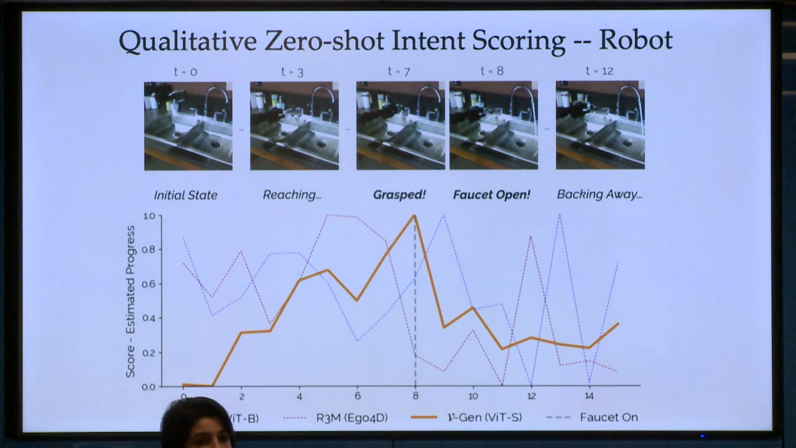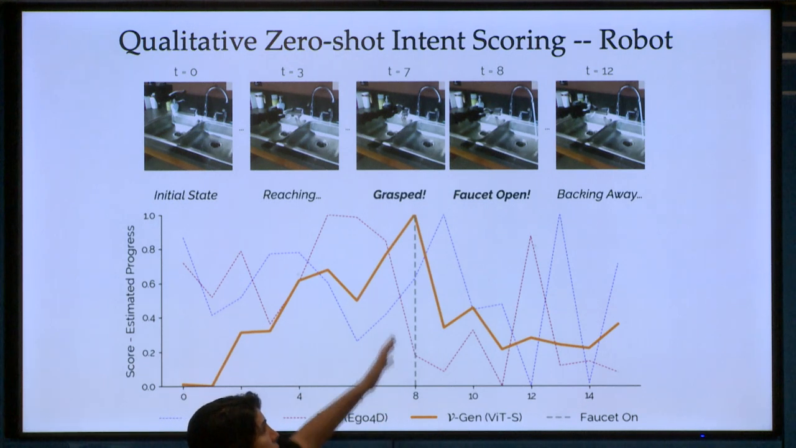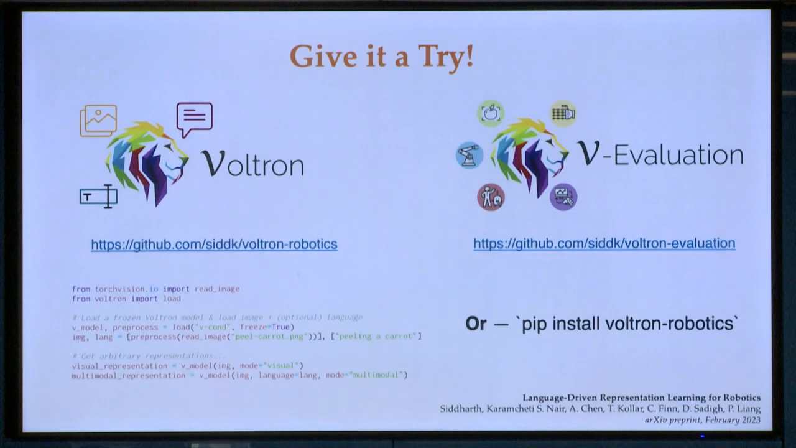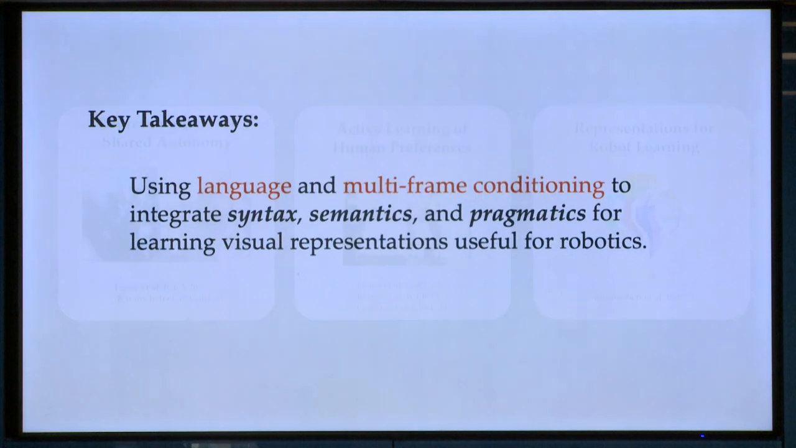This was trained on something it has not seen, any robot ever. But the model is able to predict, to do intent inference in terms of when the faucet is being opened. It's actually able to pick up the intent of the robot or the human when we are using the Voltron model. It's open source, pip install Voltron Robotics, try it, give us feedback. We're trying to improve on it, so feel free to use that.